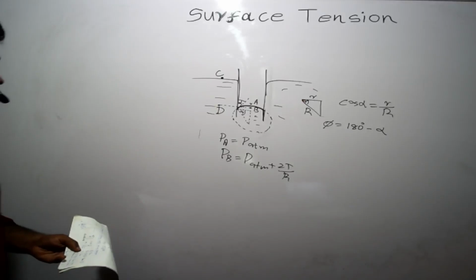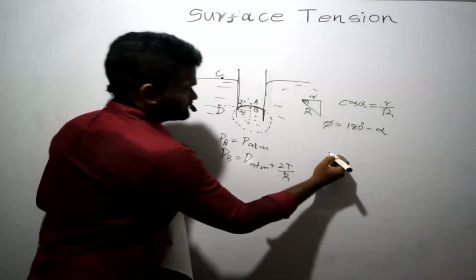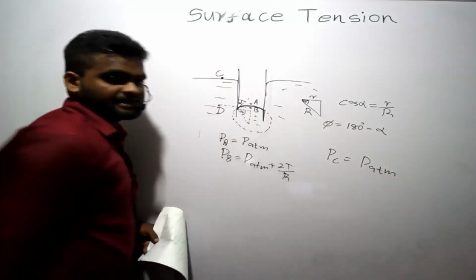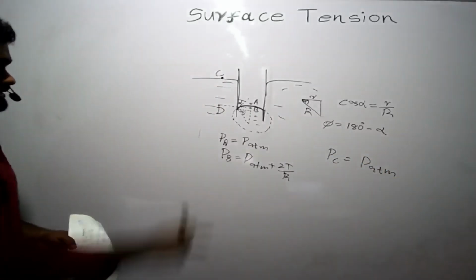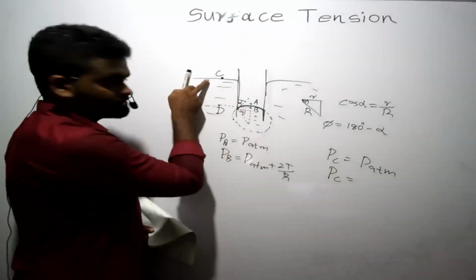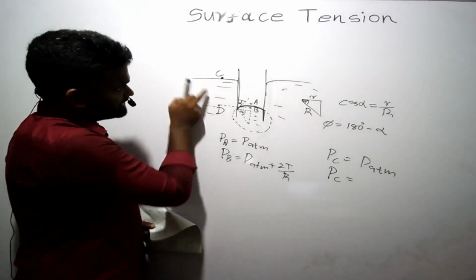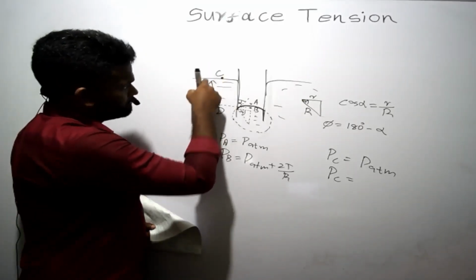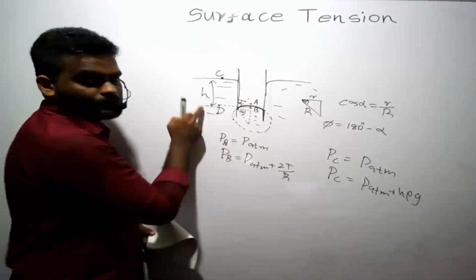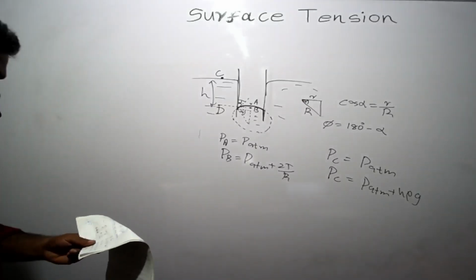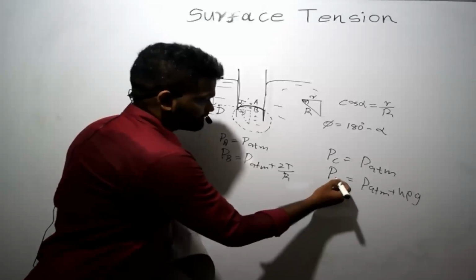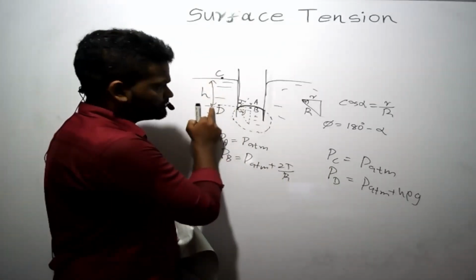Right? Then we can write PC equals, that is open to atmosphere, PATM. PC equals PATM. Then PD, just using hydrostatic, right? PATM plus, this height is simple h. PATM plus h rho g. PD equals PATM plus h rho g. That is just hydrostatic.